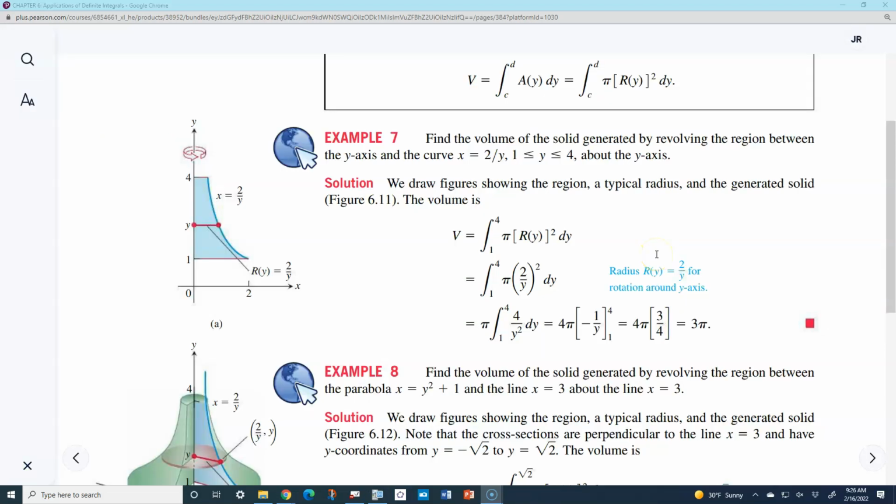All right, example 7 shows us one where we are doing an extremely similar thing, but we're going to do it in terms of y instead of in terms of x. It would be simpler to do this region revolved around the y-axis that way instead of doing it according to x. It would just make it way more complicated to try to do that according to x.